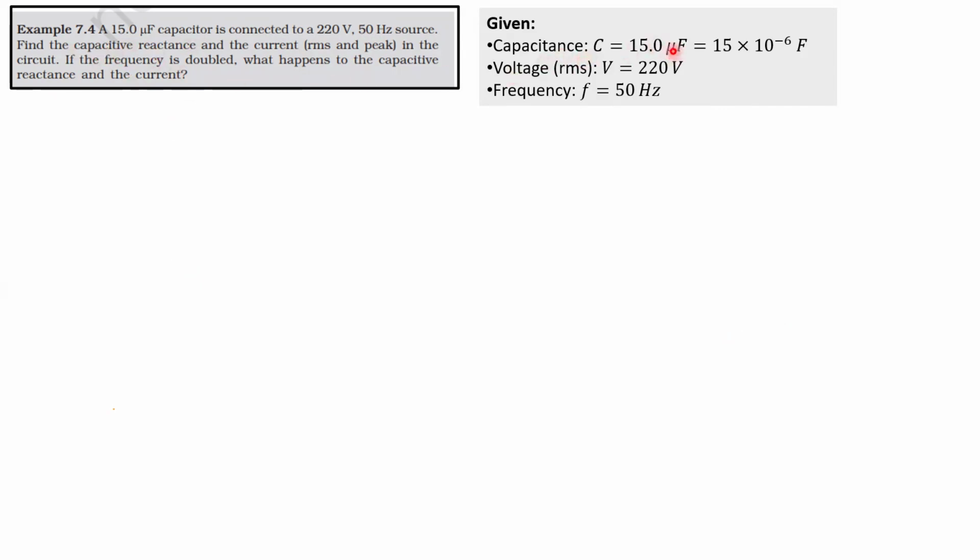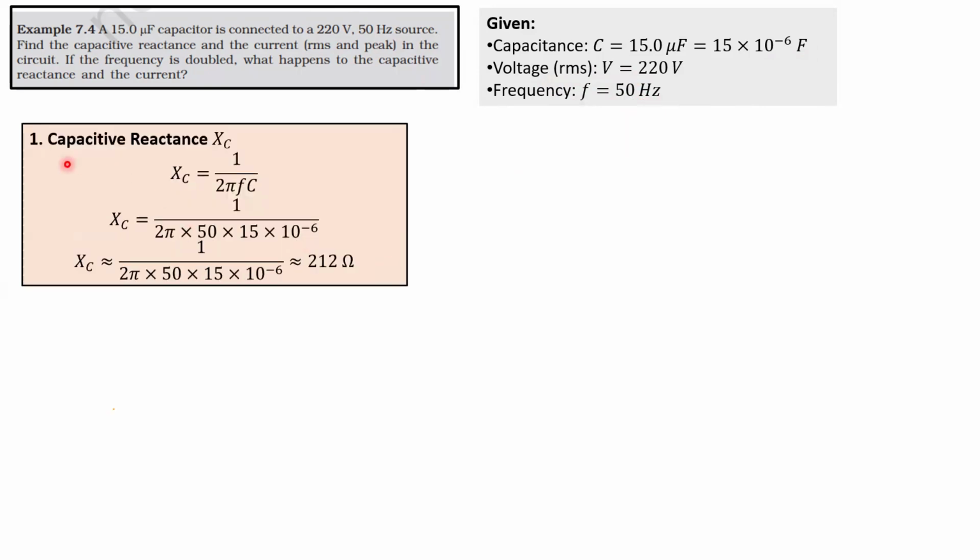Capacitance is given as 15 micro, that is 15 into 10 to the power minus 6 farad. RMS voltage, that is 220 volt, that is VRMS. Frequency, linear frequency, 50 Hertz. This is given. Okay. We'll start now.